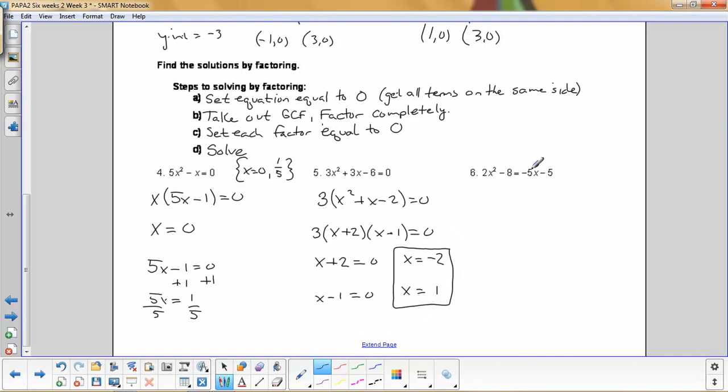In this particular problem, we got to move the 5x over to the other side. Once we do that, we get 2x squared plus 5x minus 3 equals 0. At that point in time, we need to factor this because there is no greatest common factor. So I'm going to multiply these two numbers together to get 6. I need the two numbers that will add up to or subtract from each other to make 5.